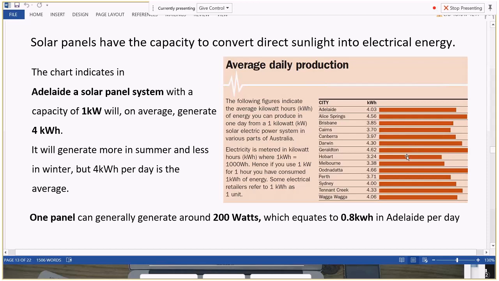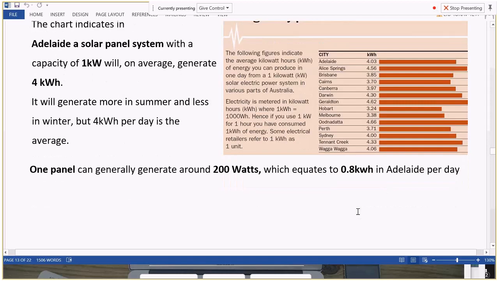Because of that 11,000 volts connection here, that means you can just cover the whole thing with solar panels like that. So that's if you look at a system in its entirety.